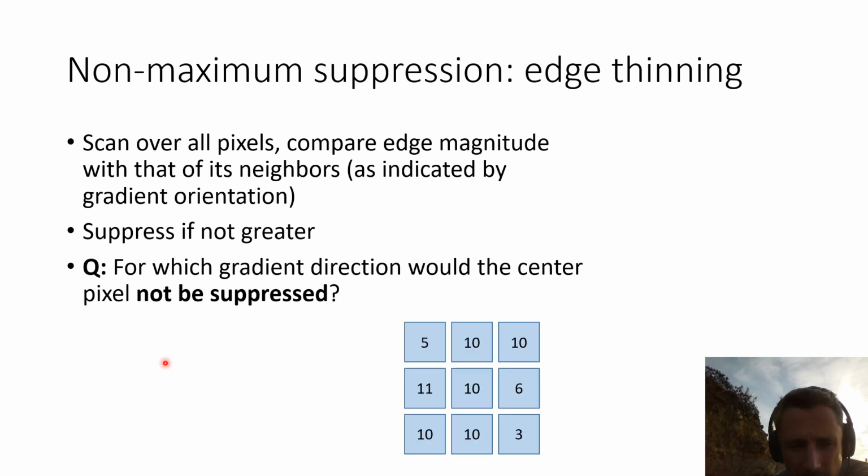Simple as that. So, question. Look at this 3 by 3 matrix and look at the center pixel. For which gradient direction would this pixel remain, so not be suppressed? Okay, let's discuss that in the QA session and move on.